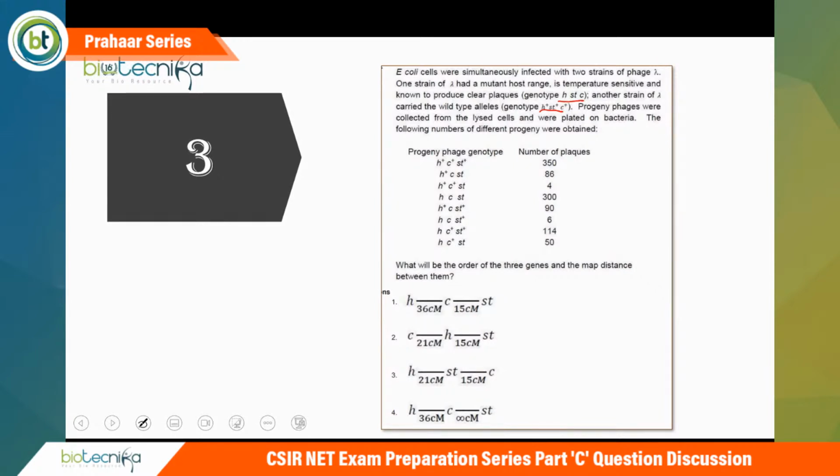Now let's see this question here. Basically, inside the bacterial cell, these two lambda phages will come together and undergo recombination. So what is the genotype that we have? On one chromosome, we have H plus, ST plus, C plus. On the other chromosome, we have H, ST, and C.